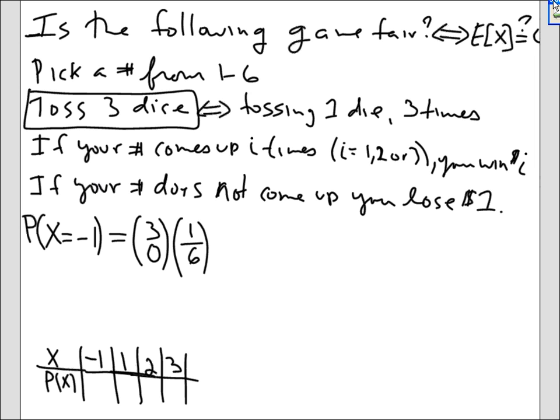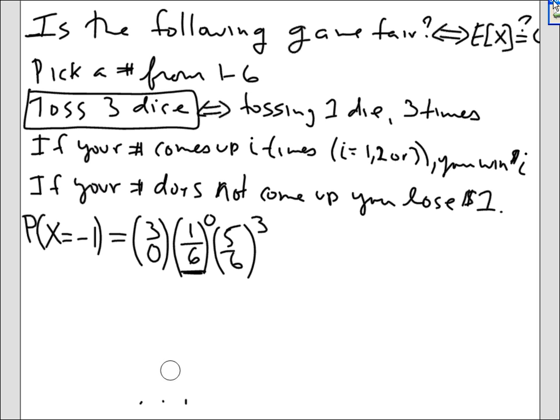Each time you toss it, the chance that your number comes up is 1/6, and the chance your number doesn't come up is 5 out of 6. You don't want your number to come up at all, which means you want it not to come up all 3 times. That's the probability that x is -1. Since this is 1 and this is 1, it's 5 cubed over 6 cubed, which is 125 over 216.